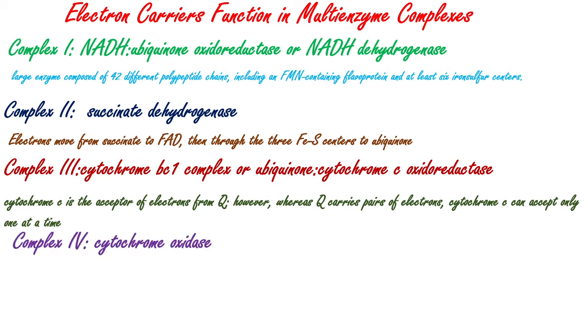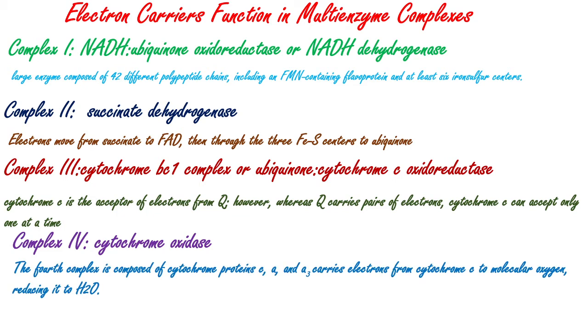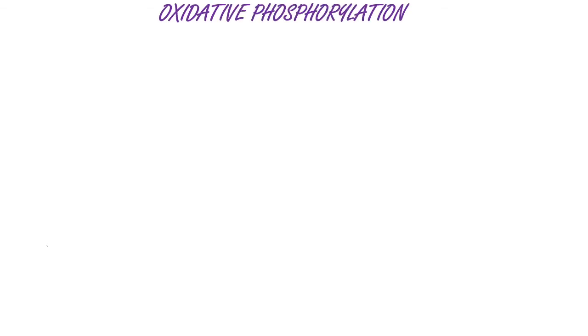The last complex is complex 4, that is cytochrome oxidase. The fourth complex is composed of cytochrome C, cytochrome A and cytochrome A3, and carries electrons from cytochrome C to molecular oxygen, reducing it to water. These are the complexes of the electron transport chain. We will study them in detail in the upcoming slides. So until now, I hope you are familiar with the ETC components. So let us study oxidative phosphorylation in detail.